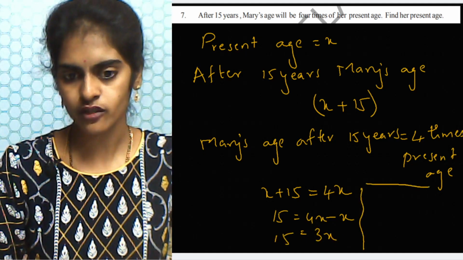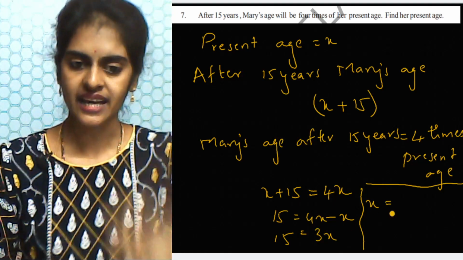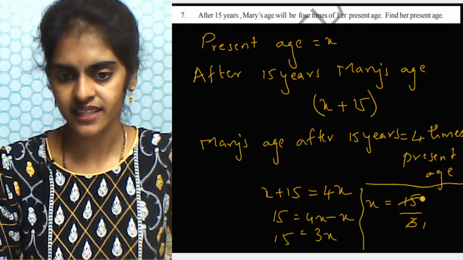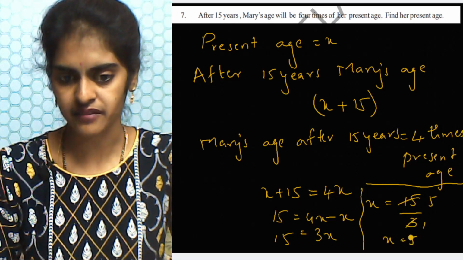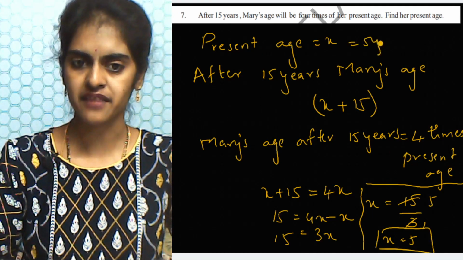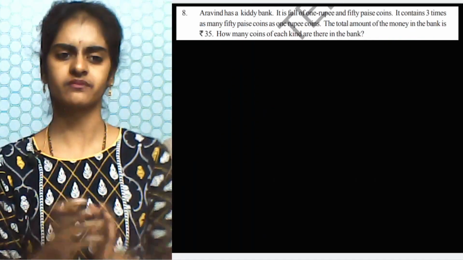So what is the value of x? Sending 3 to the LHS, this becomes 15 divided by 3. 3 ones are 3, 3 fives are 15. So x is 5. So x is Mary's present age, which is 5 years. Okay, let us move on to the next one.